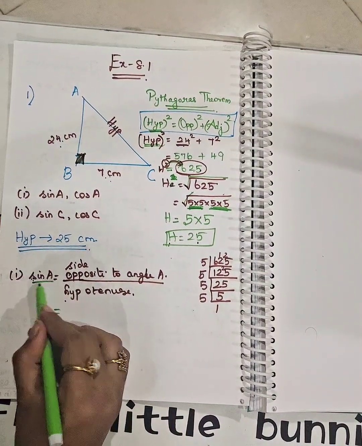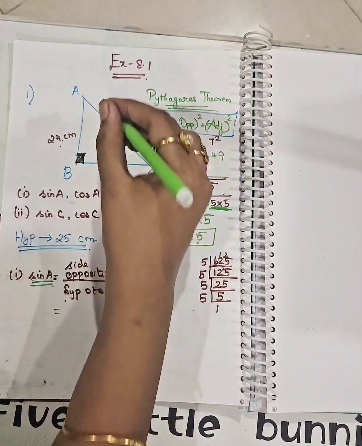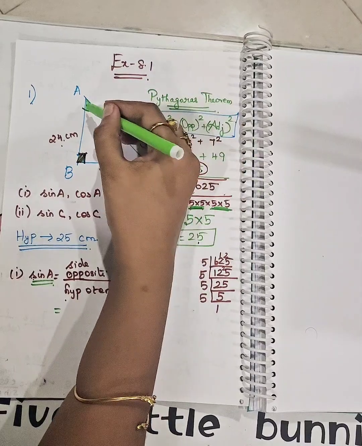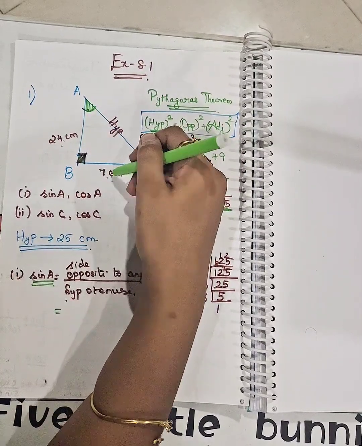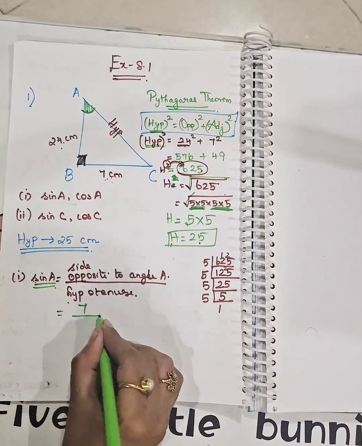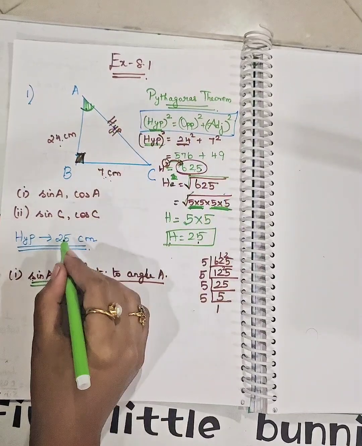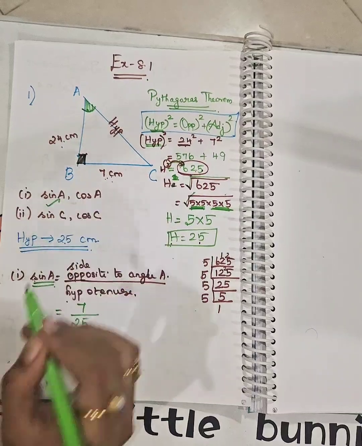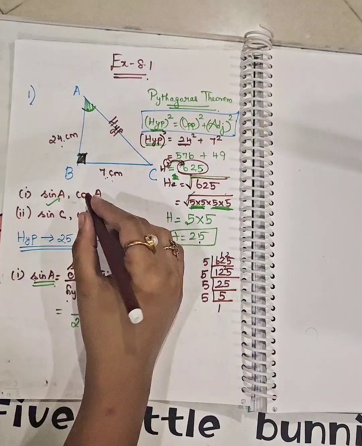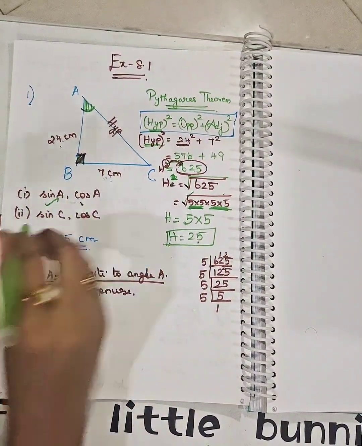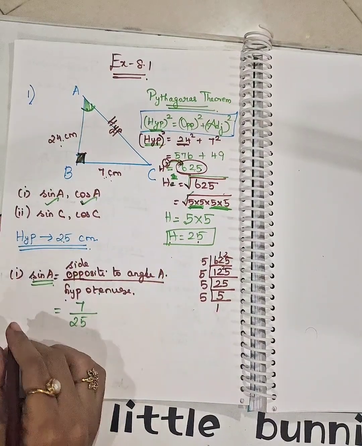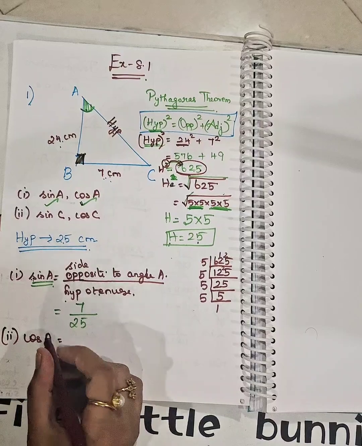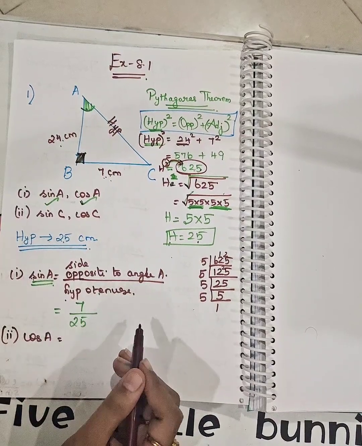So for sin A, from this triangle, which would be the opposite? 7. Which would be the hypotenuse? The hypotenuse is common for both, that is 25. Very, very simple. So this is our first question. But have a look at our next question, which is cos A. What is the formula for cos? I have already taught you the formulas.